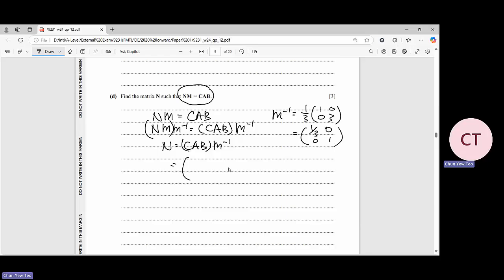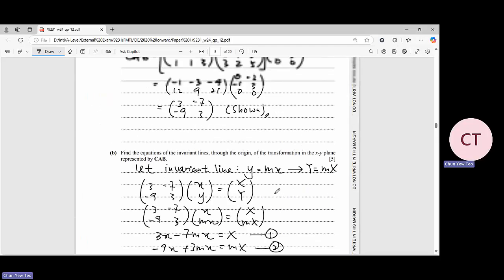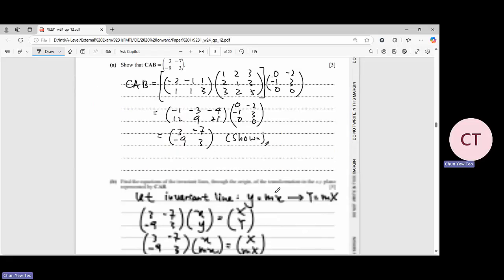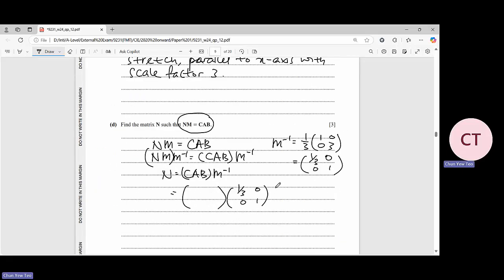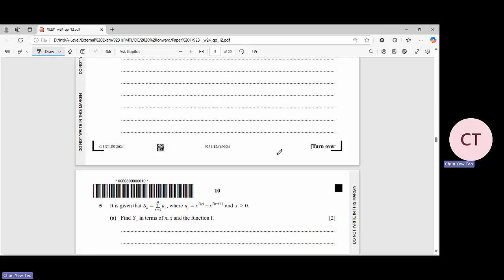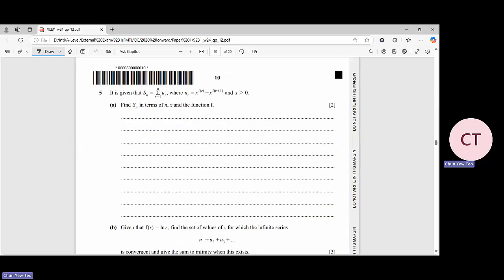So CAB and M inverse. CAB just now was 3, negative 7, negative 9, 3. Just multiply it. You get 1. You get negative 7. You get negative 3. You get 3. So this will be the answer for 4D. Moving on, we have question number 5.